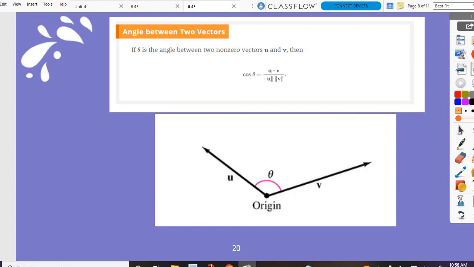So on top we have u dot v. On bottom we have the magnitude of u times the magnitude of v. And that equals cosine of theta.